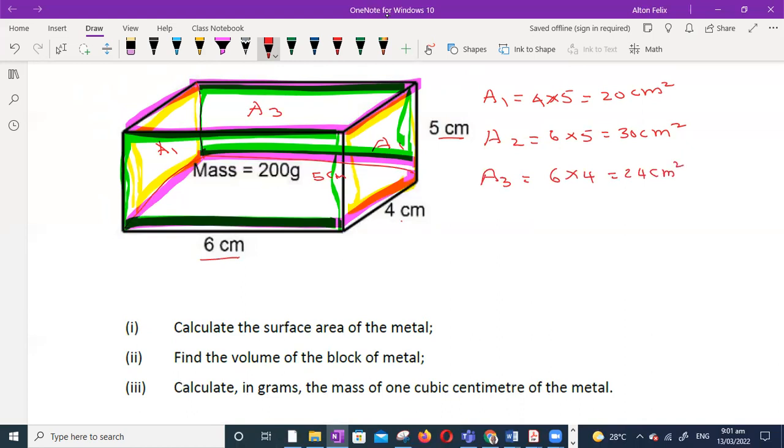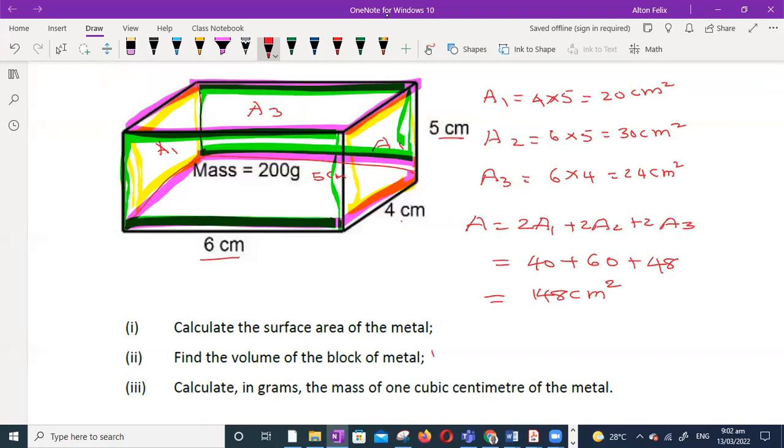It's supposed to be a block of gold, so it will be solid. Total surface area will be 2 times area 1 plus 2 times area 2 plus 2 times area 3. So 2 times area 1 is 40, 2 times area 2 is 60, that's 100, and 2 times area 3 is 48. So the total area here is 148 centimeters squared.